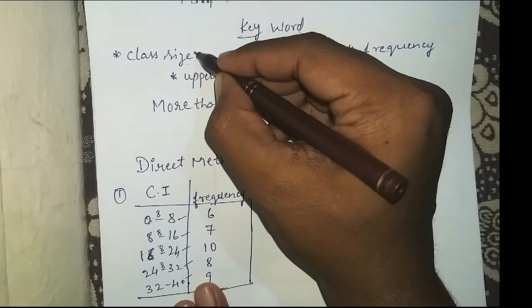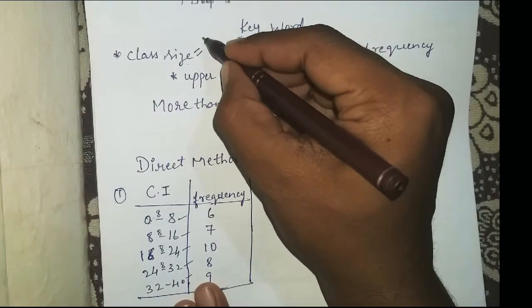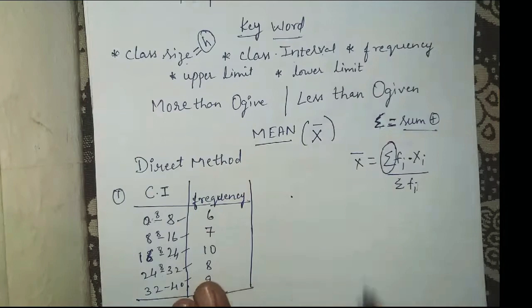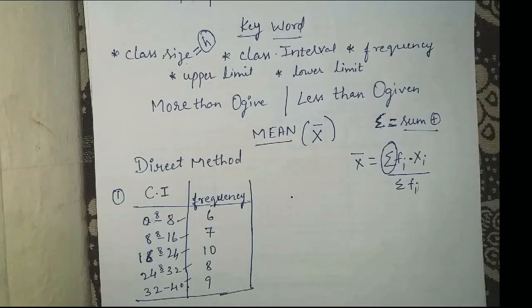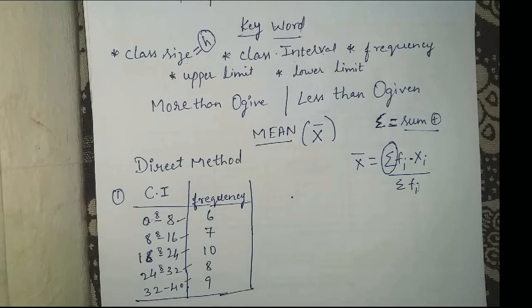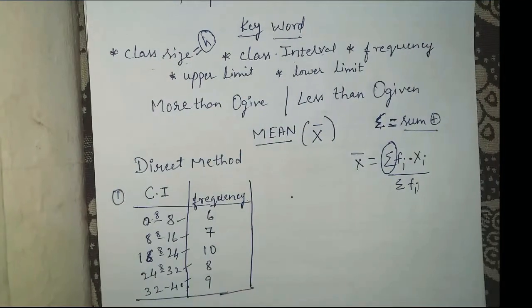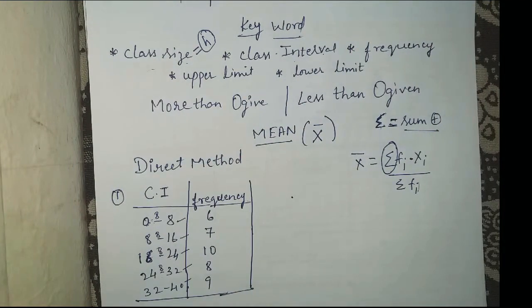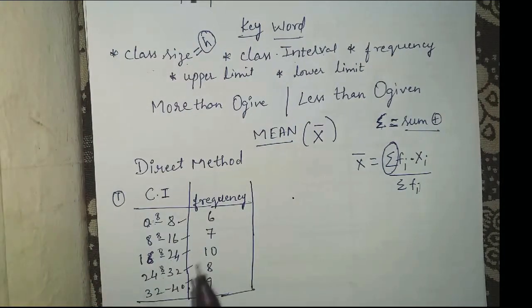For this class size, there is a symbol called H. It is very important. When you're doing median or mode, you need to know what the class size is. You can find the H value while finding median and mode, so you need this one. Okay, so now you know what class size is, and what class interval is.